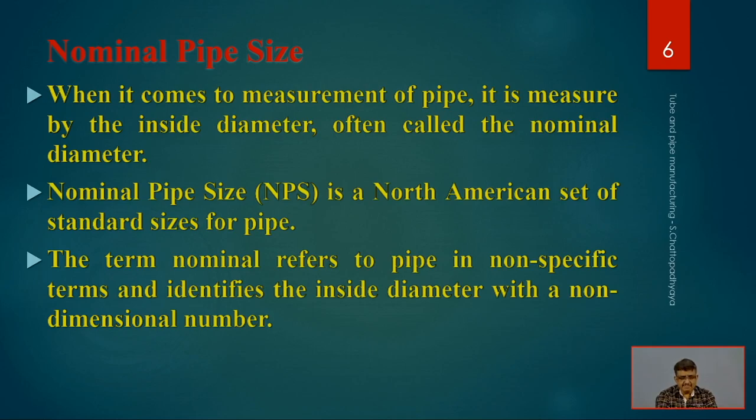So what is nominal pipe size? When it comes to the measurement of the pipe, it is measured by the inside diameter, often called the nominal diameter, and that is designated by NPS, nominal pipe size. It is a North American set of standard sizes of the pipe. As North America uses that, it is also the de facto standard for many other countries. So NPS is related to the inside diameter, and the term nominal refers to the pipe in non-specific terms and identifies the inside diameter with a non-dimensional number, some number not represented by the dimensions, but every number corresponds to a fixed dimension. This is the standard followed in North America, and as they were developed there, many countries follow these standards.